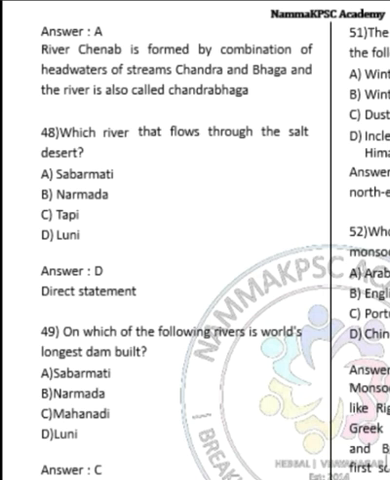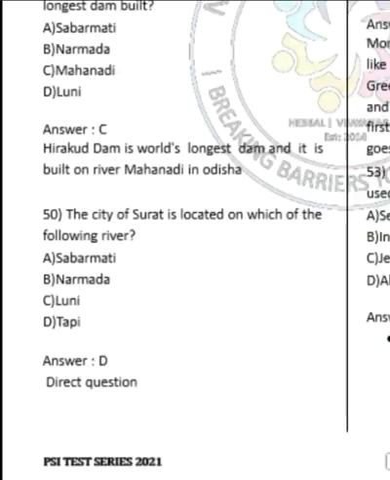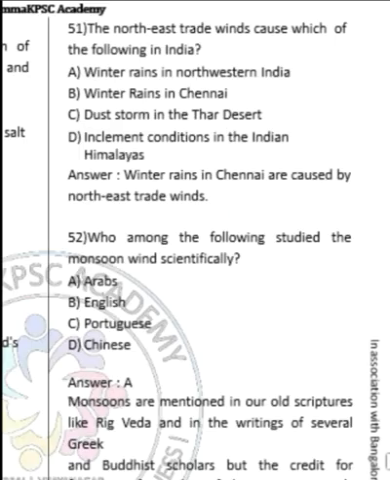Question number 48, which is the river that flows through a salt desert? Answer is option D, Luni. So Luni is a seasonal stream in Rajasthan, which is part of a salt desert. Question number 49, on which of the following rivers is world's longest dam built? Answer is option C, Mahanadi. So on Mahanadi river, we can find Hirakud Dam, which is the world's longest dam. Question number 50. The city of Surat is located on which of the following river? Answer is option D, Tapi. A straightforward fact again.